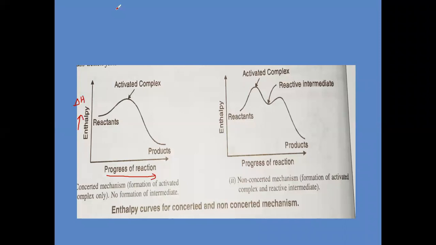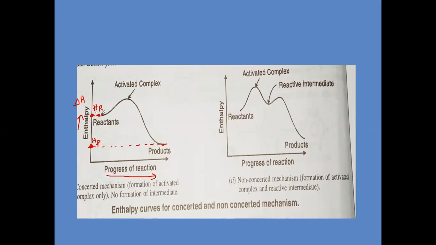In this case, it is the enthalpy of reactants, and these are the products here. So it is the enthalpy of products and the enthalpy of reactants. The enthalpy of reactant is HR, and the enthalpy of product is H product.